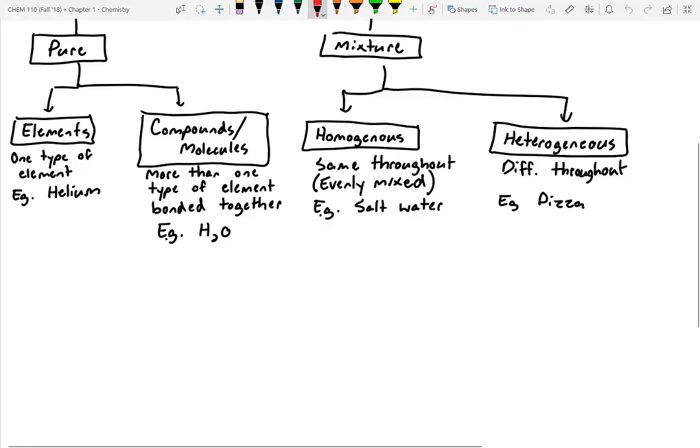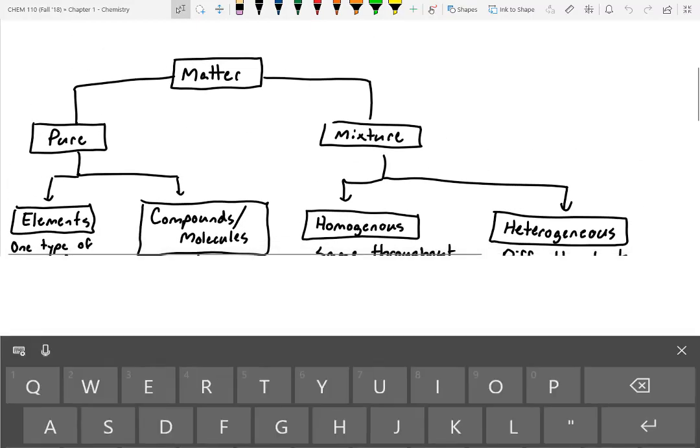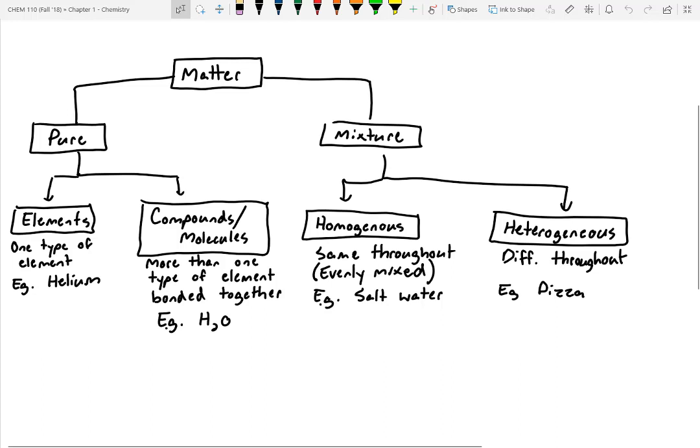All right, so yesterday we started talking about all the different classifications of matter. Said we can have pure types of matter that can either be elements, meaning they're one thing from the periodic table, or compounds or molecules, which is more than one element bonded together. Or we can have matter that's a mixture. It could be either homogeneous, meaning evenly mixed, or heterogeneous, meaning different throughout.